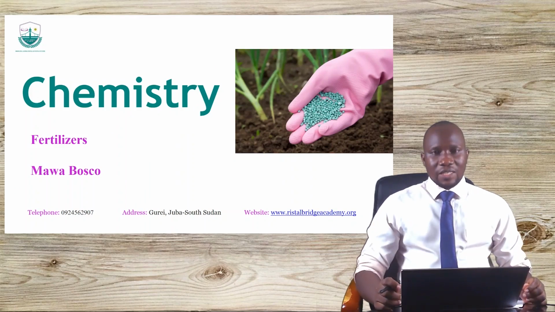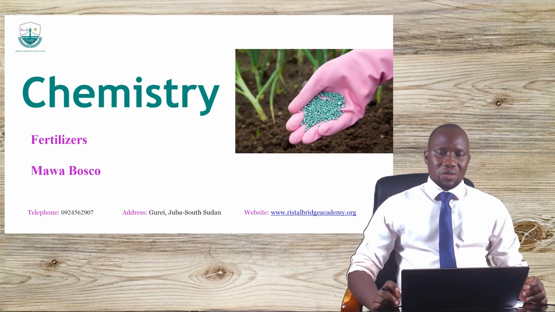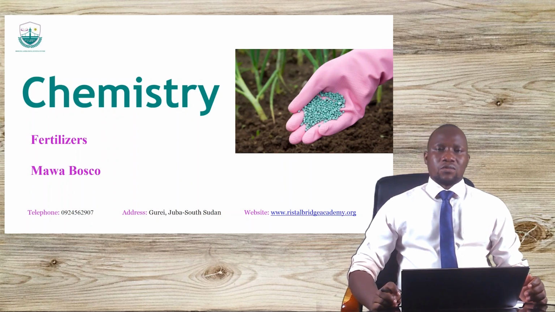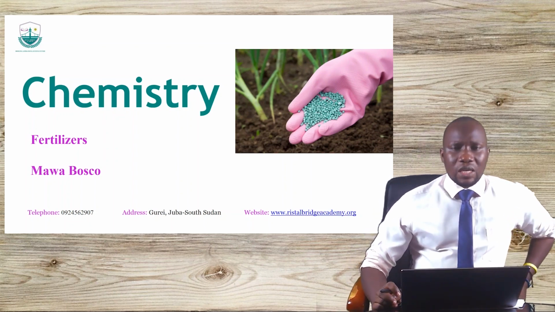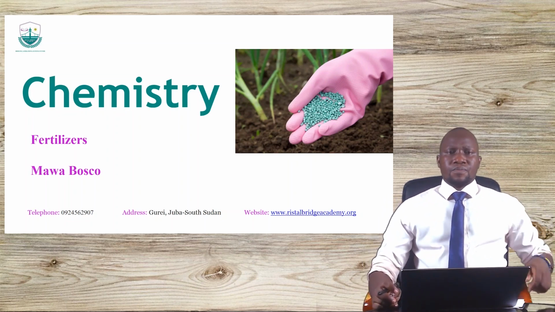So let us look at fertilizers. We have just looked at ammonia. One of the things that perhaps I didn't mention in that presentation was that ammonia is very important. Some of the things that we use at home are actually products made using ammonia. So in this presentation, we want to look at one of the things that we actually use in our gardens that we make from ammonia.